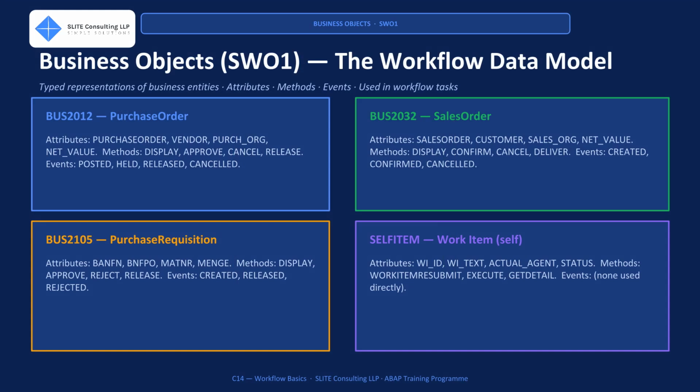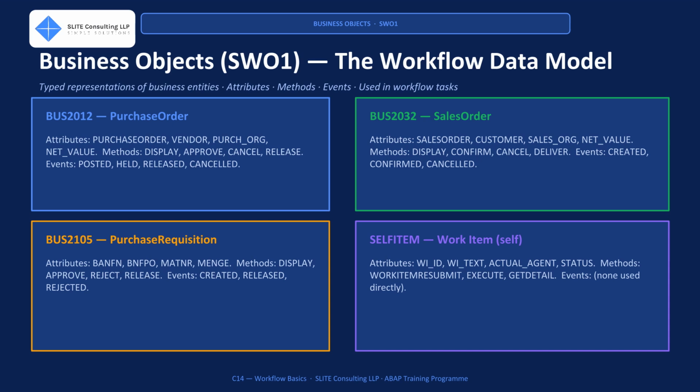Transaction SWO1 is the business object builder. Every workflow references a leading business object, the entity the workflow is about. For purchase order workflows, that is BUS2012, the purchase order object. BUS2012 has attributes like PURCHASEORDER, vendor, PURCH_ORG, and net_value. Methods like display, approve, release, and cancel, and events like posted, held, released, and canceled.